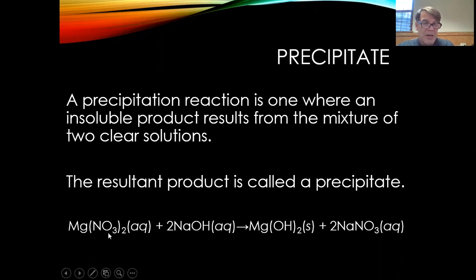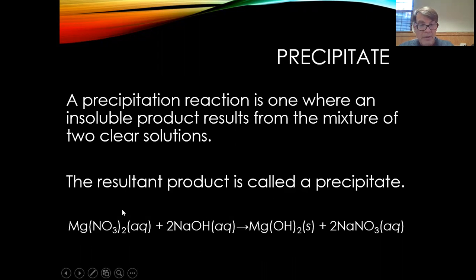Okay, so magnesium nitrate. This is soluble in water. So you've got it in the water, in this solution. And then you've got sodium hydroxide. When you mix these two together, well, hydroxides tend to be insoluble. There are some exceptions, and obviously sodium hydroxide is an exception because sodium is an alkali metal in the first column. But hydroxide ions tend to be insoluble. And so when you mix these together, out comes the magnesium hydroxide.